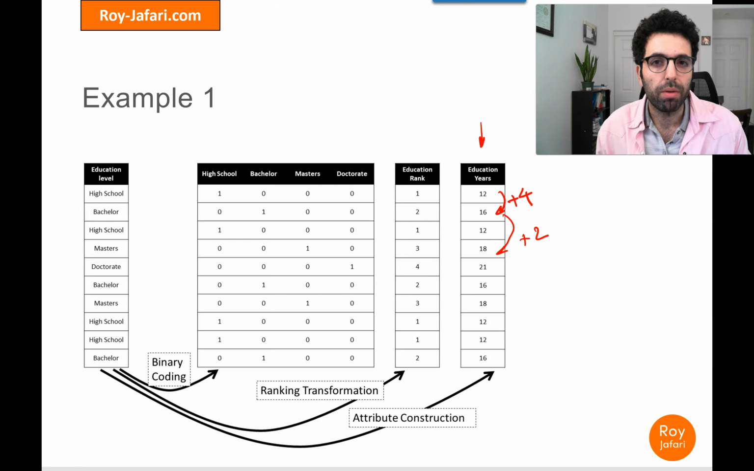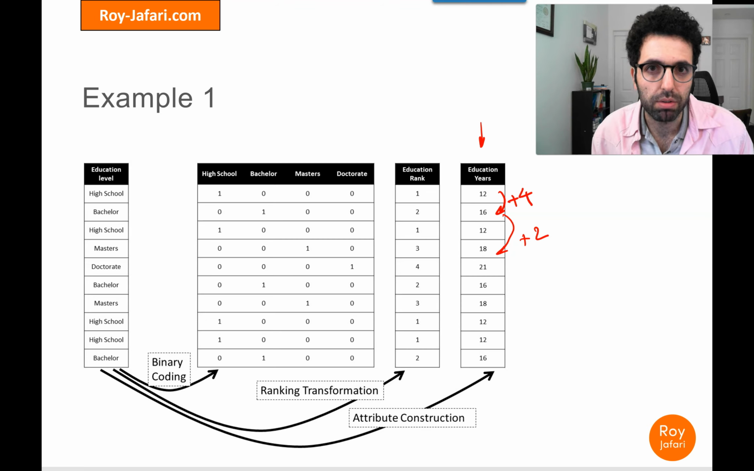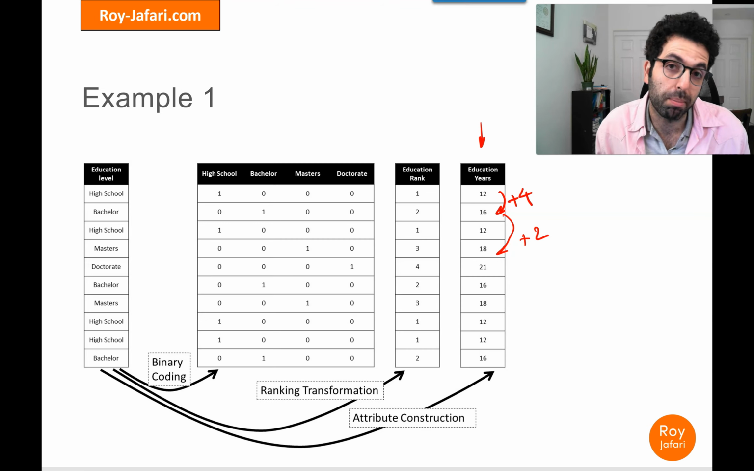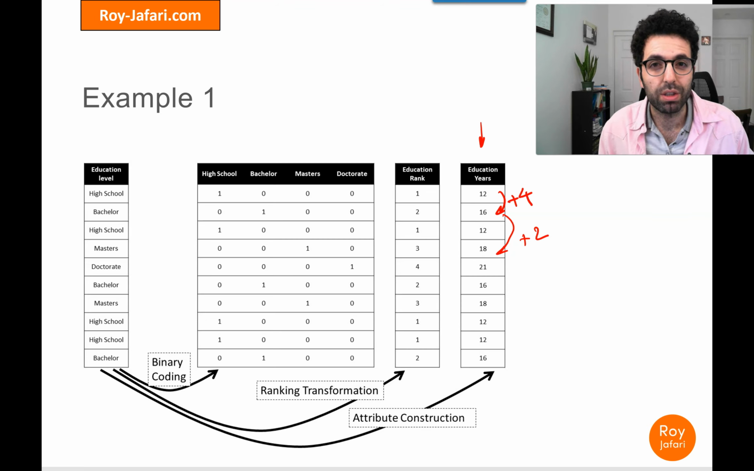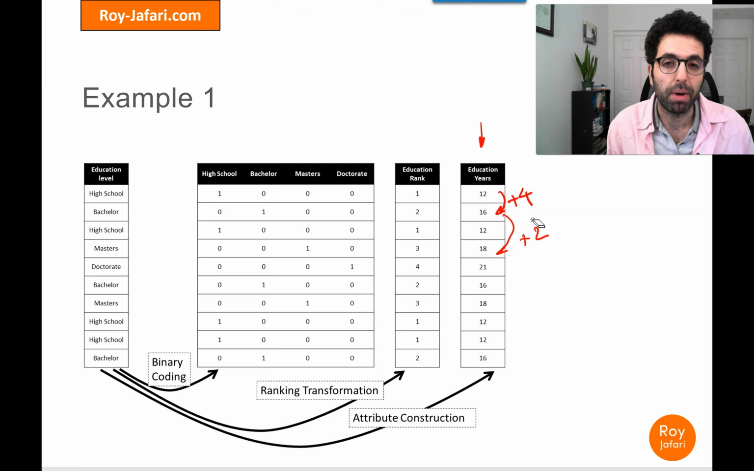And of course, we've made assumptions. I mean, not everyone uses 2 years to get a master's degree. They may take 1 year or 3 years or 4 years. But by making an assumption that these are the typical number of years that one would need to study for these degrees, we could do this attribute construction, and it might actually be the right answer for our analytics.